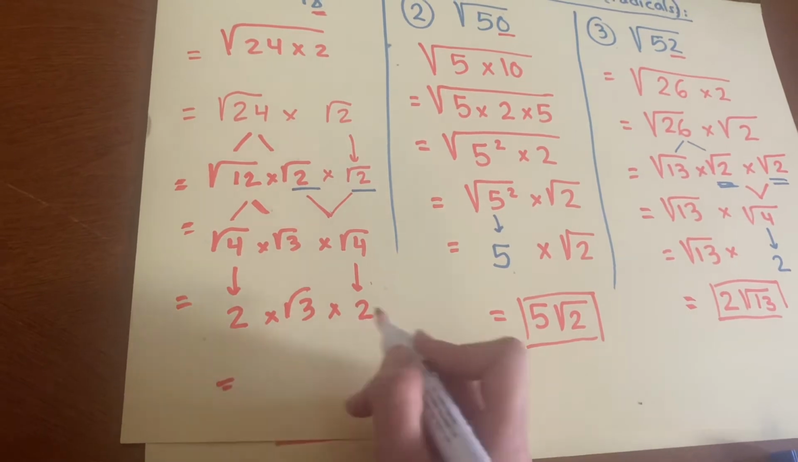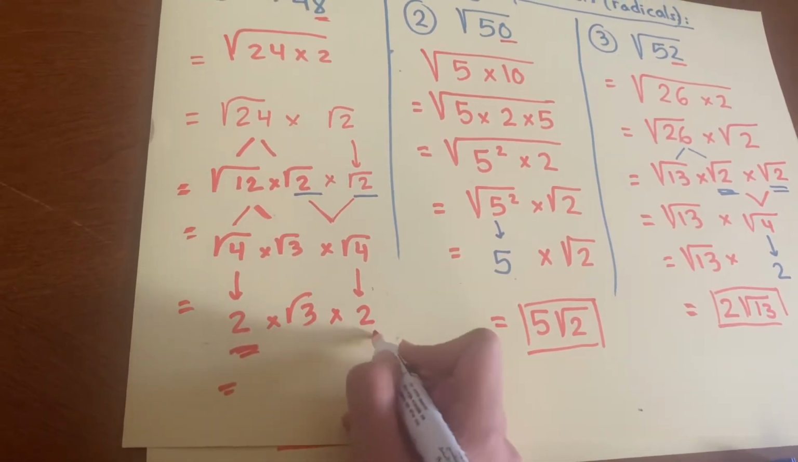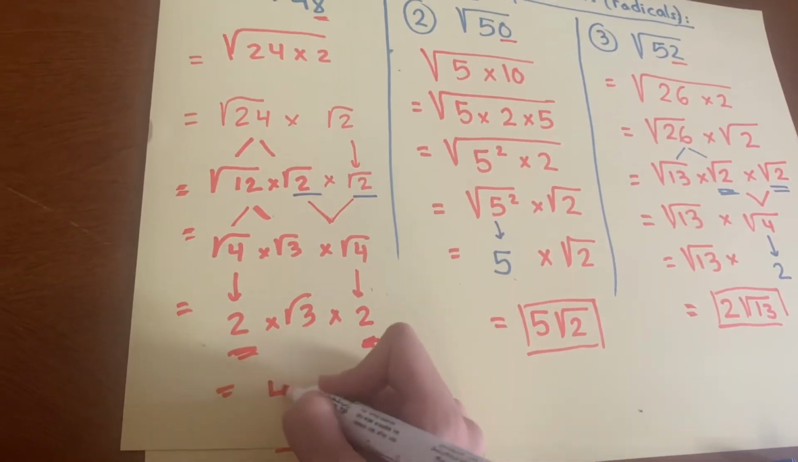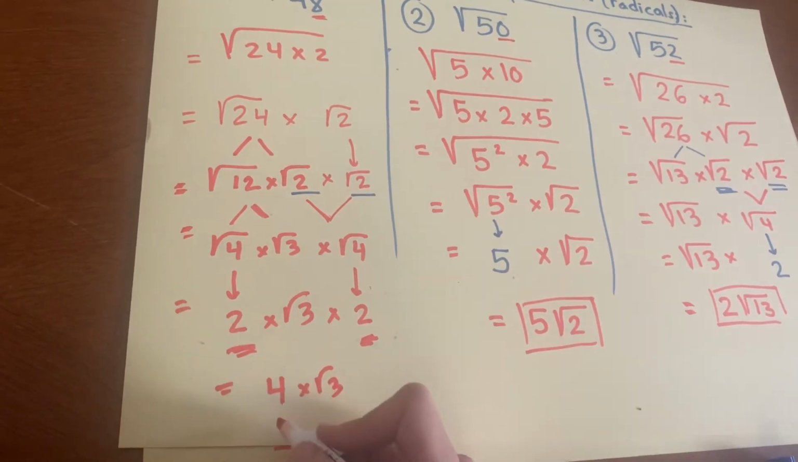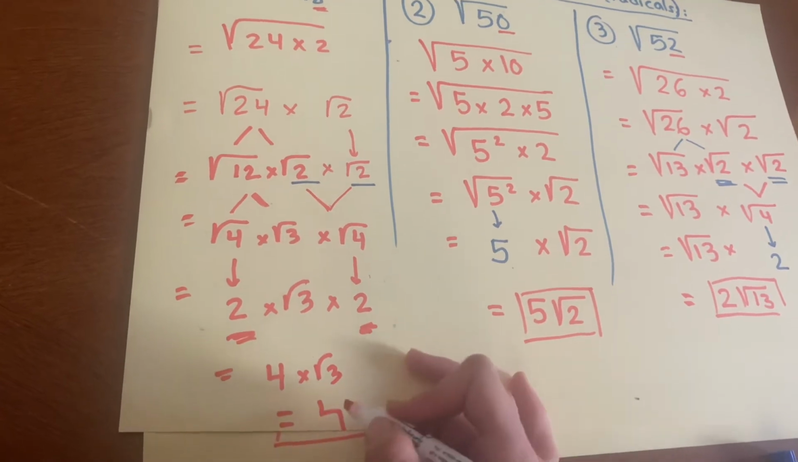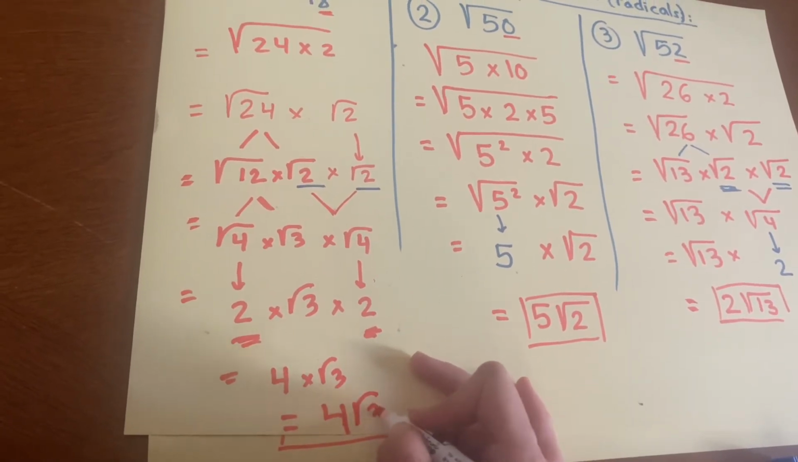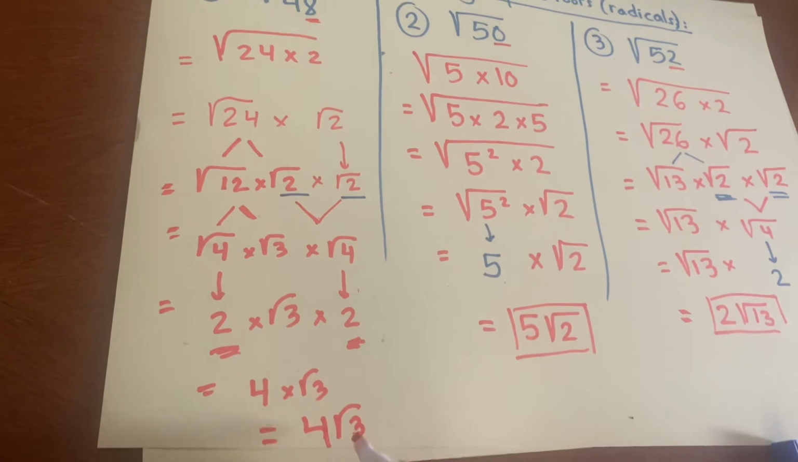So now, what's 2 times 2? You have to multiply the numbers together. You cannot keep them alone. 2 times 2 is 4, and you still have times radical 3. So this is 4 radical 3. Okay? So this is my final answer.